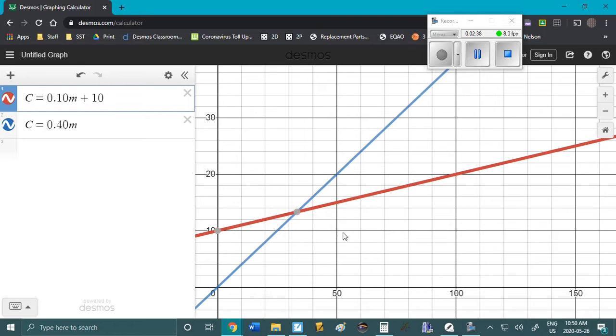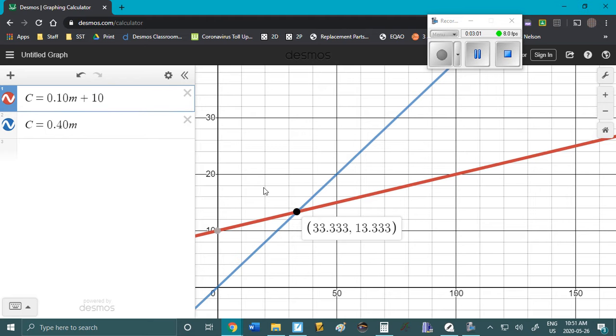And what today is all about is finding this point, finding where the two lines meet. So in this case, if you talk for 33.3 minutes, both plans cost $13.33. As soon as you go past that, you're better off with plan 1. But if you talk less than 33, you're better off with plan 2.